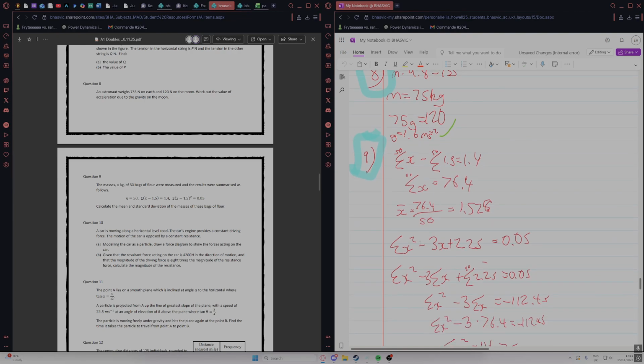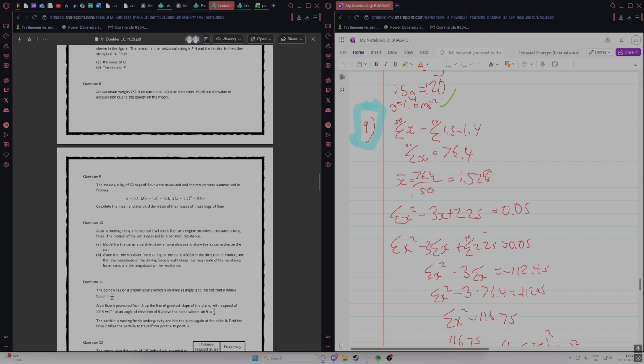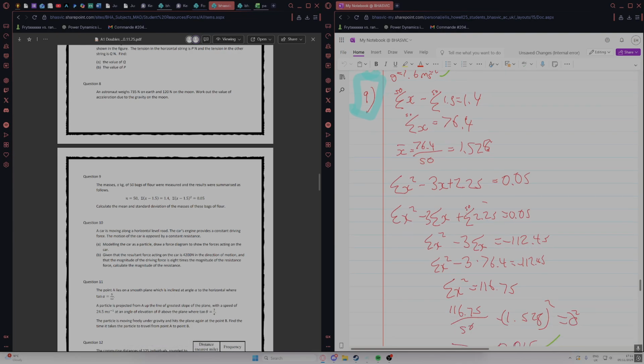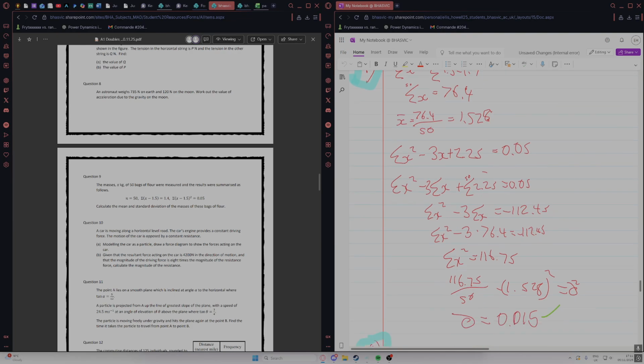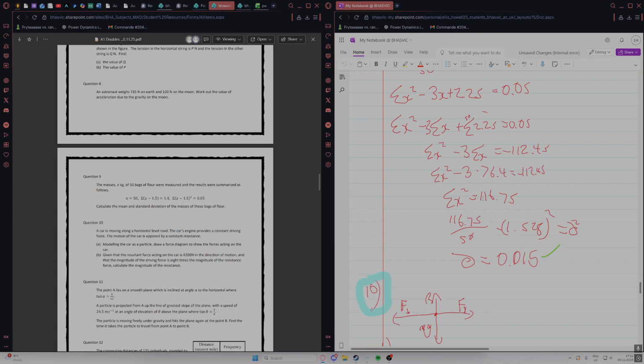So you have the mean, and then for the standard deviation, I expanded the x minus 1.5 squared, separate them into sums again, and you can do this here. You can do 2.25 times 50, take that away from both sides, and then you know that sum x is just 76.4, so you can substitute that in, and you get sum x squared equals 116.75, and then now you have sum x squared and sum x and the mean, so you can just calculate the standard deviation.